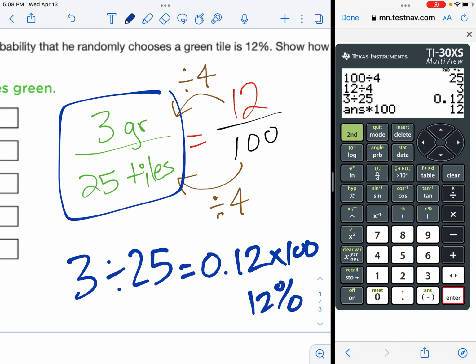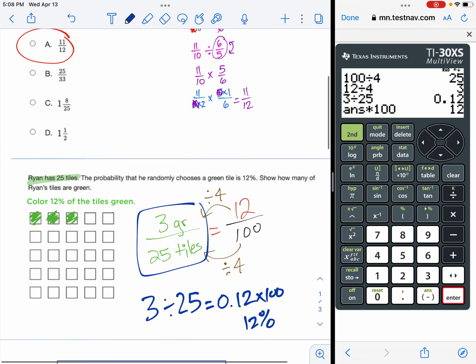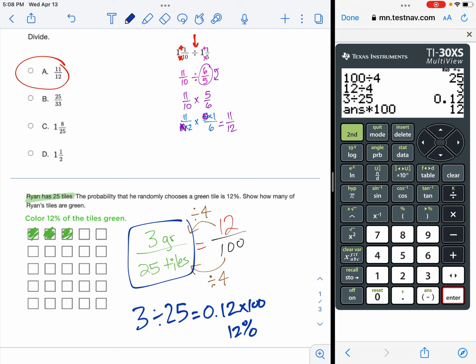So be careful. Don't color in 12 tiles. That's 12 out of 25. That's almost half, right? You need to color in 12%. All right, that is the end of our warm-ups.